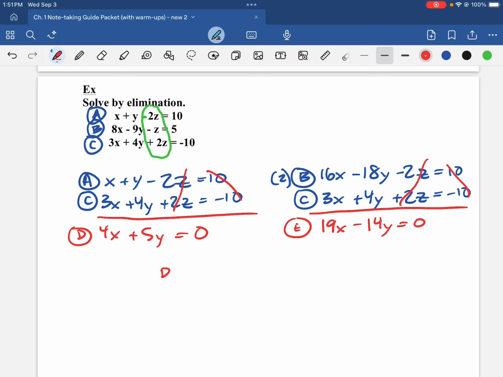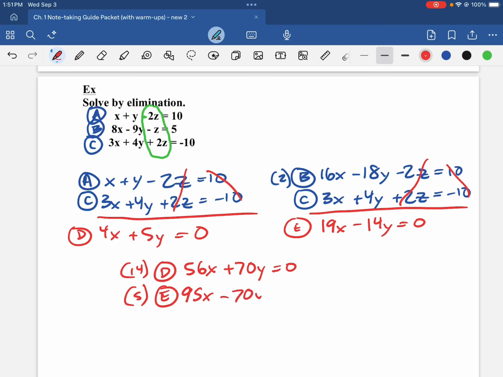Okay, so let's see. 14 and 5 are both going to go into 70. So equation D, I'll multiply this by 14. So let's see. 14 times 4 is 56. I get 56x plus 70y equals 0. And for equation E, I'm multiplying everything by 5. So 5 times 19 is 95. And this would be -70y and equals 0.